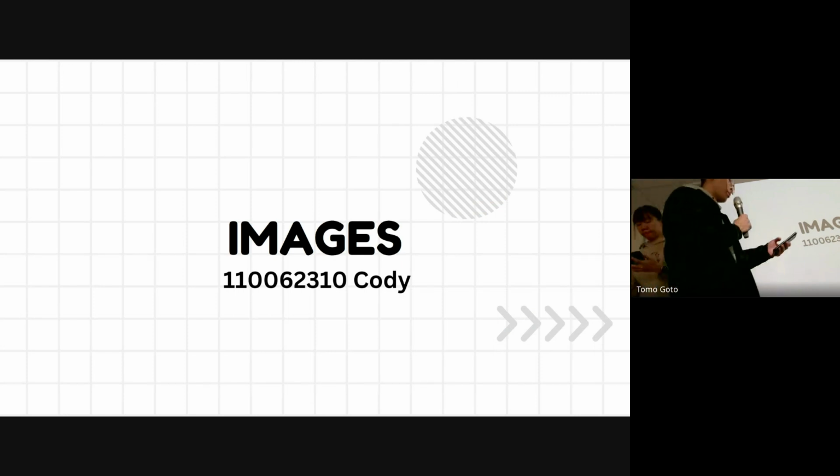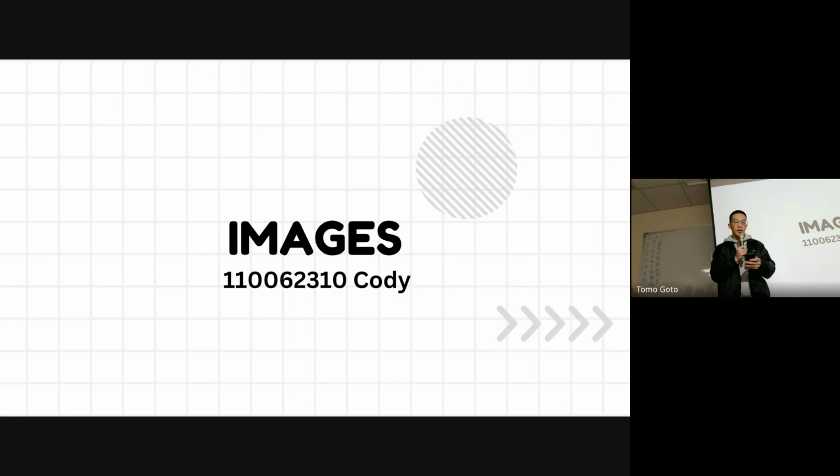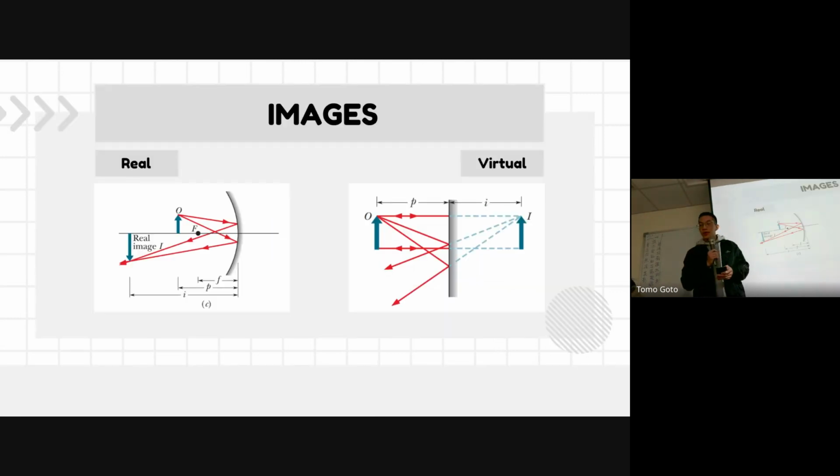Okay, so my name is Cody and I'll be introducing images. There are two types of images. One is real and one is virtual. The difference between them is that a real image can be formed on a surface. For instance, the image created by a projector can be formed on the screen. On the other hand, virtual images are formed by the backwards extension of the light rays. A plane mirror is an example of a virtual image.